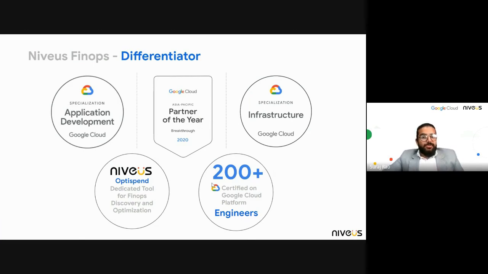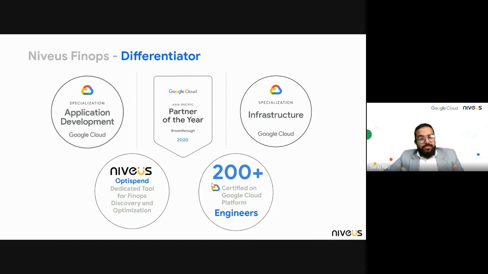As mentioned, we are a premium partner and we were awarded Partner of the Year Breakthrough 2020. We have specializations in application development and infrastructure, so that we can help you with application optimization as well as infrastructure optimization. Put together, we can help you implement the FinOps best practices, the framework and the guardrails.